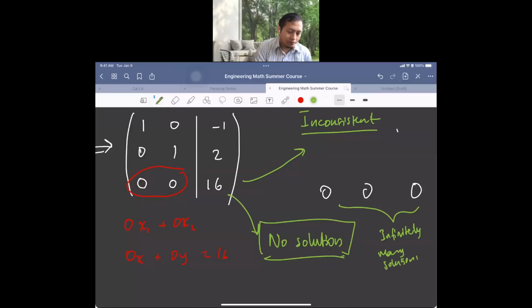What does that mean? What do infinitely many solutions mean? It means that you can have any parameter. For example, if you put t, your other variables will have a relation with that t, like this one.